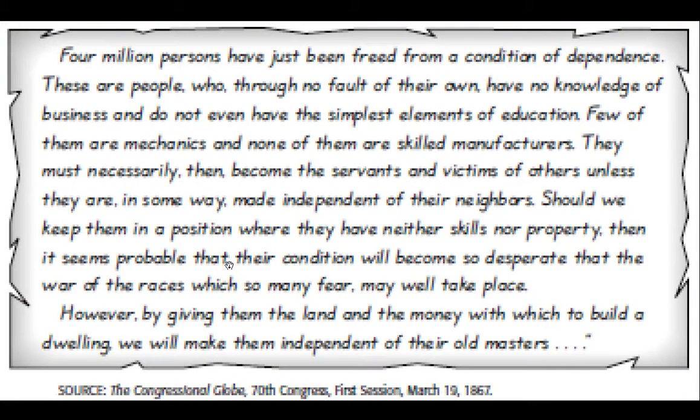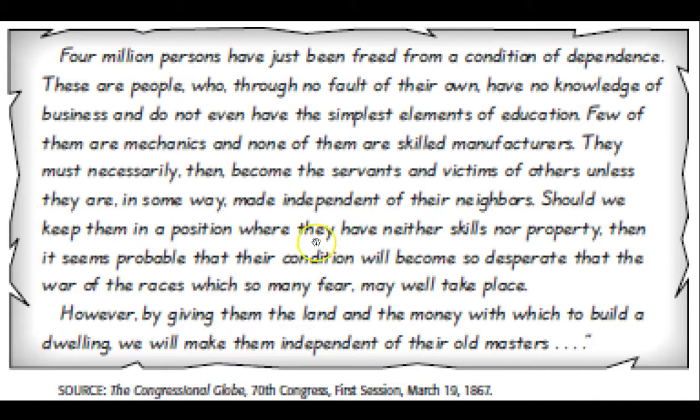However, we do have a scenario where we have a significant number of people who are free. 4 million persons have just been freed on the condition of dependence. These are people who, through no fault of their own, have no knowledge of business and do not even have the simplest elements of education. Few of them are mechanics and none of them are skilled manufacturers. They must necessarily then become the servants and victims of others, likely Southerners or other whites, wherever they may be, unless they are in some way made independent of their neighbors.